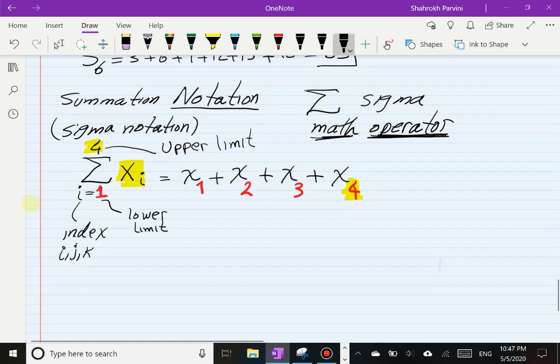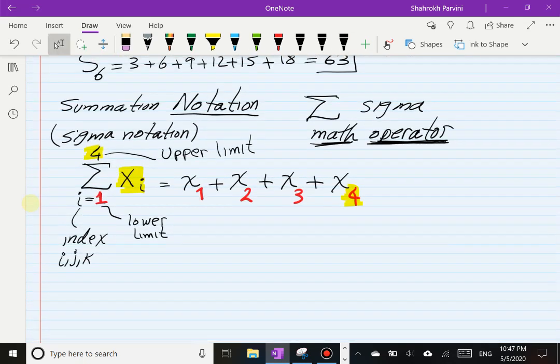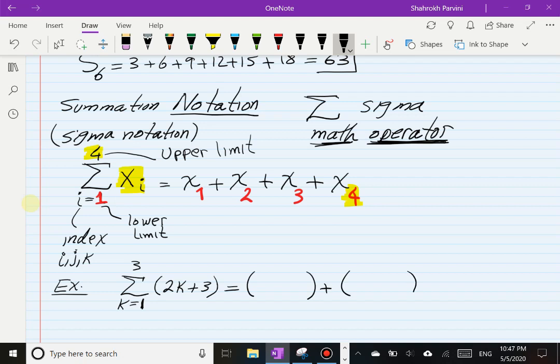Now, let's take a look at an example. For this example, we're going to write out the summation notation. I'm just making this up. Let's say the sum is from 1 to 3 of something simple, 2k plus 3. So let's write this out and see what this means. You start with 1 and you end with 3. So I go 1, 2, 3. I need 3 expressions, don't I? Here's 1, here's 2, and here is 3. Every one of these has 2 times k plus 3. See, I'm looking at the pattern.